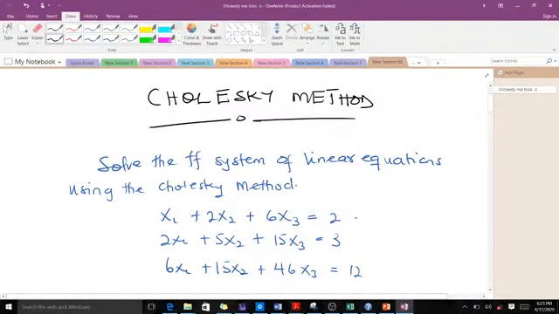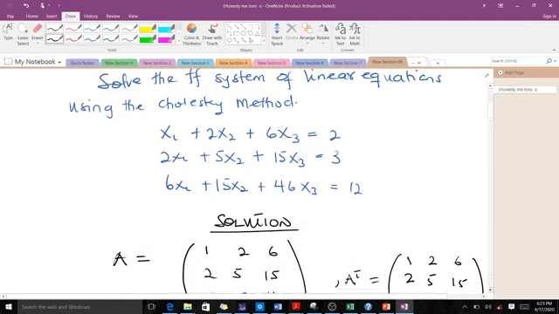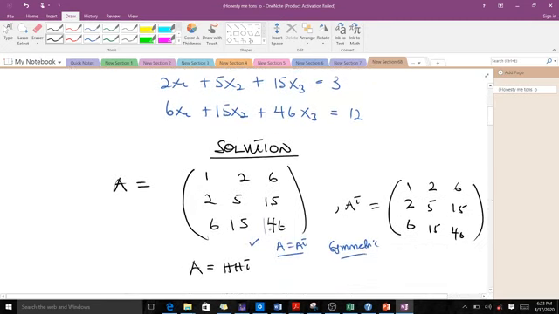So welcome to today's lesson. In today's lesson, we are going to learn how to solve systems of linear equations using the Cholesky method. I'm Boydo Canrino. With the Cholesky method, when you are solving a system, we first write our coefficient matrix.